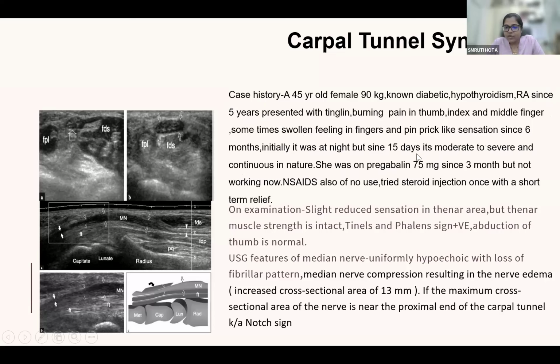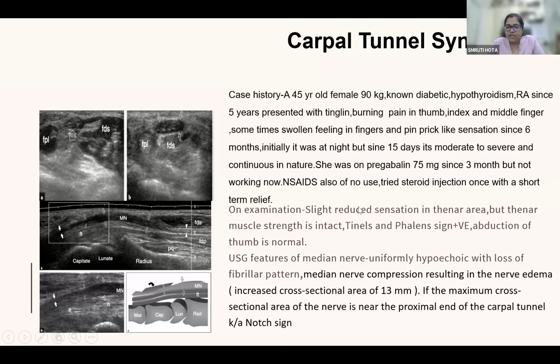Earlier, she was on pregabalin 75 milligrams for 3 months, but it is not working now. And NSAIDs were also of no use. She had tried a steroid injection once with short-term relief, but again the same pain reappeared.